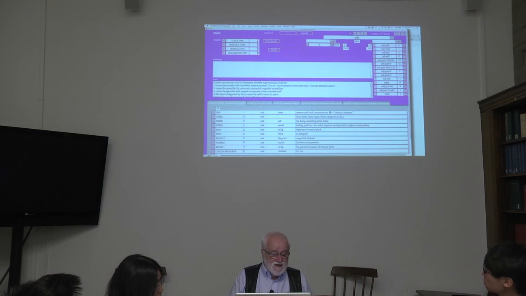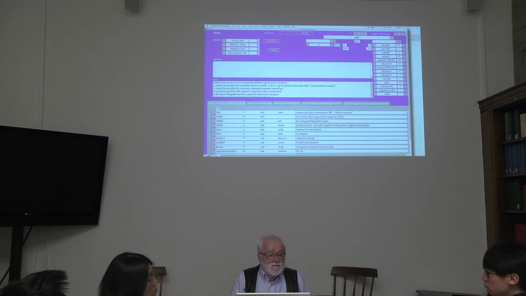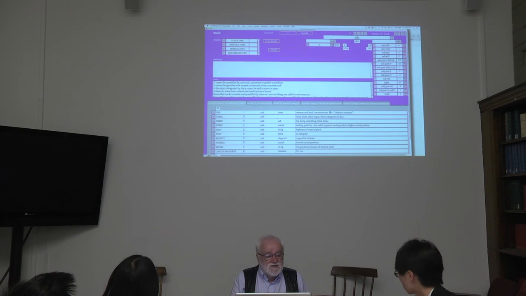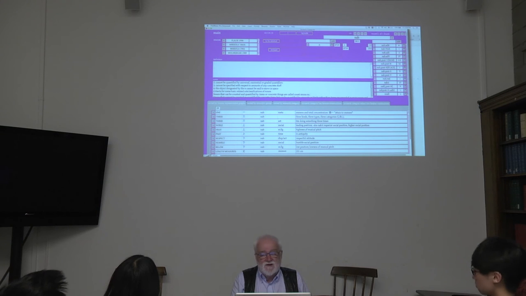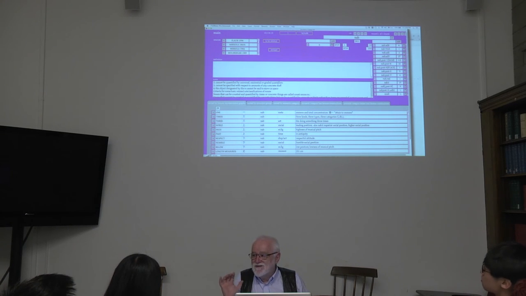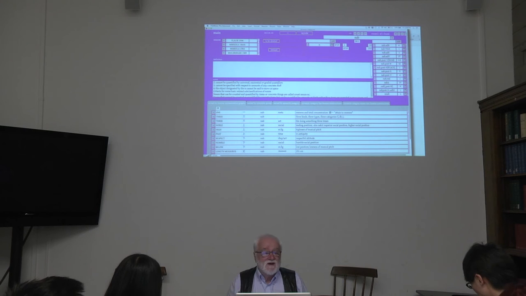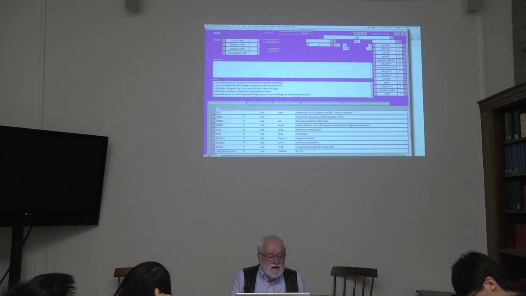What are the criteria? Here they are. One, cannot be counted with classifiers and can be counted, if at all, not by physical items. That's clear. Two, cannot be quantified by universal, existential, or graded quantifiers. You cannot have, you know, all, some, and so on, operating on an abstract noun. Three, the object designated by the N cannot be said to move in space. And so on. So we can give more.